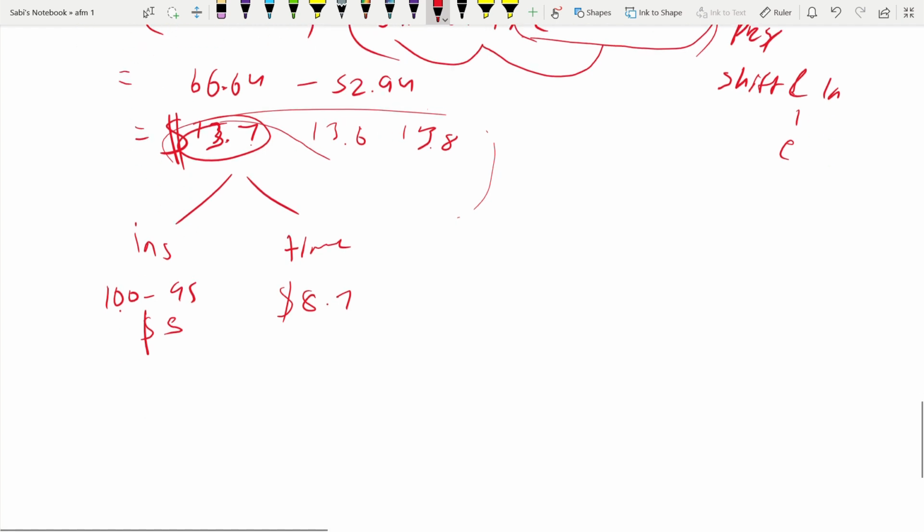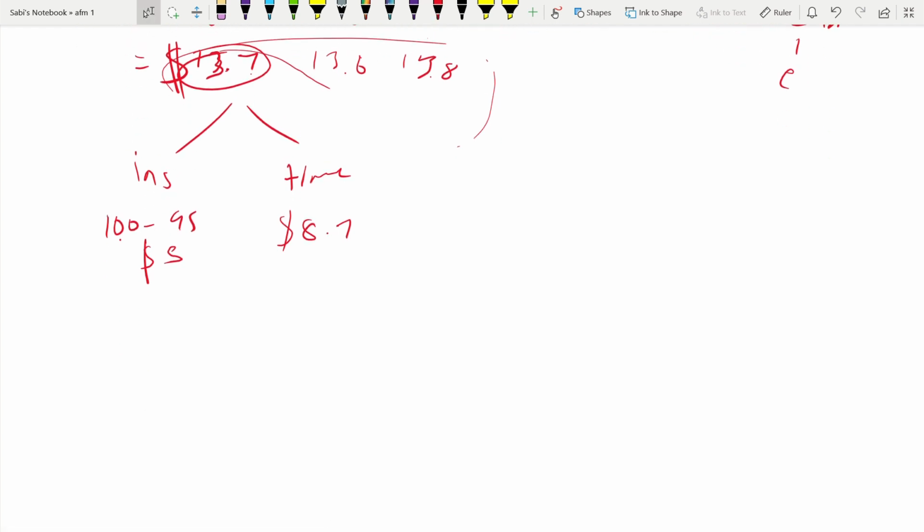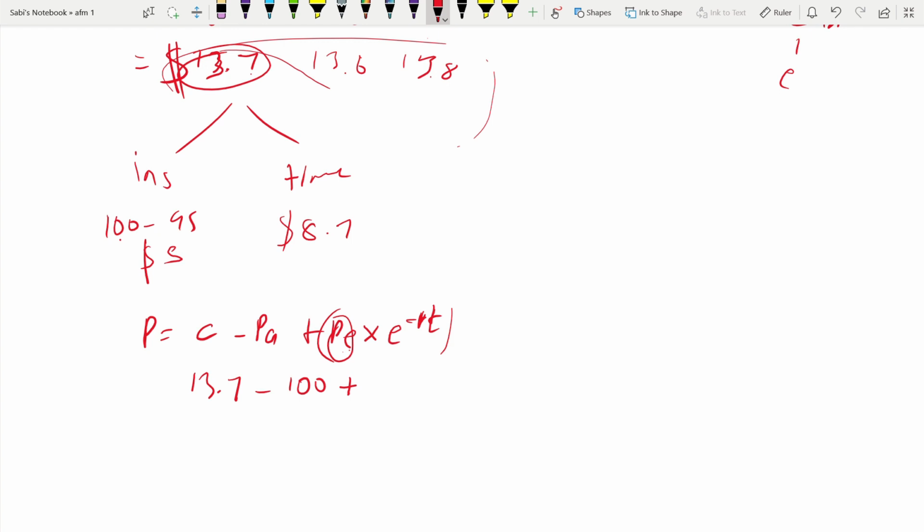What about the put option? Now we'll find the value of the put option. Put option is call option minus price of underlying asset plus exercise price multiplied by e to the power minus rt. Okay, so already 13.7 you got, minus 100 which is the underlying asset, plus. Just find the e to the power minus rt, which means you're finding the present value of the exercise price only. Exercise price is 95. 95 into e to the power minus rt.